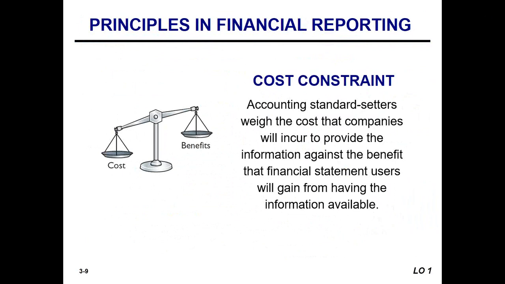As we go through the book, we're going to learn about many things that companies should do or that it's suggested that they do. This is where the cost constraint comes into play. It's a cost-benefit analysis. If I implement this particular thing, is the benefit I'm going to gain from it worth the cost?